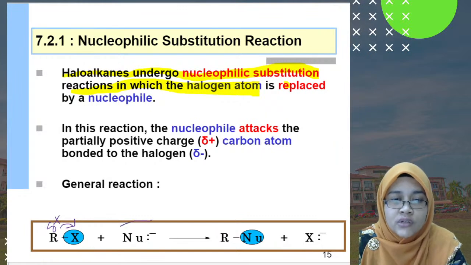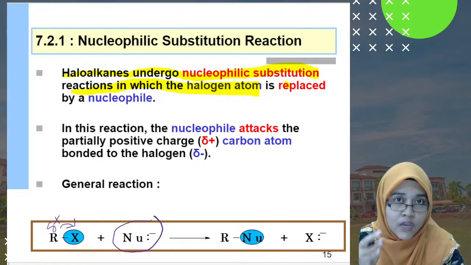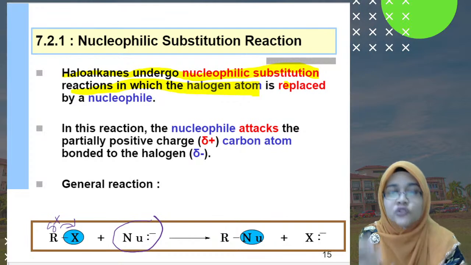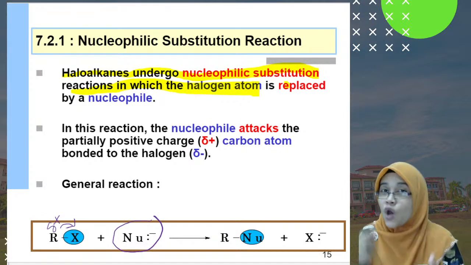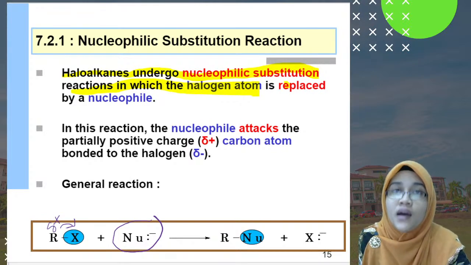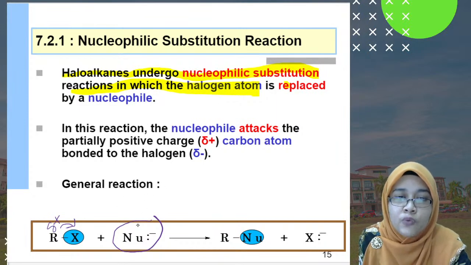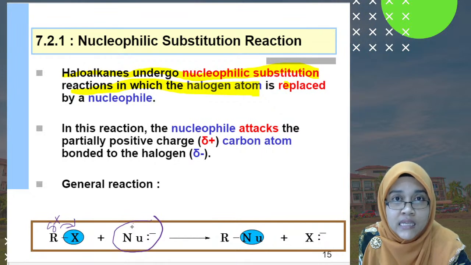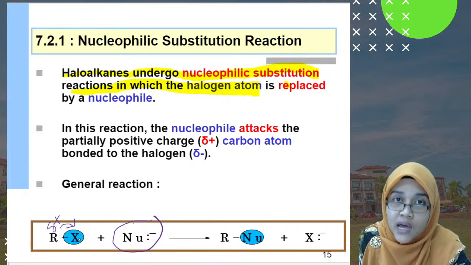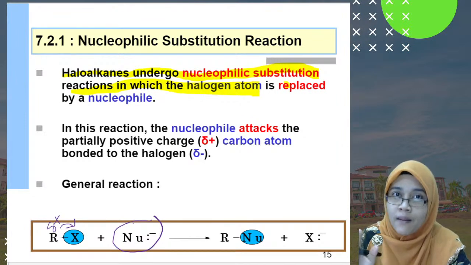So the new nucleophile is waiting for this moment. This new nucleophile will attack the carbon alpha so that it will replace the position of the halogen. See how this works. The new nucleophile will replace the halogen, and this halogen will break.